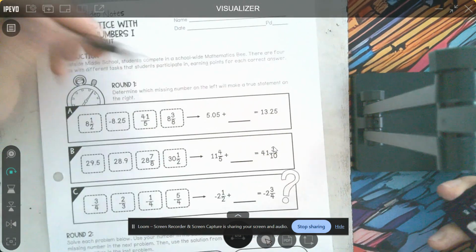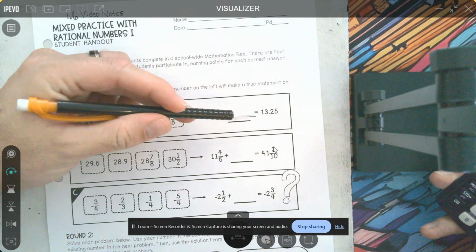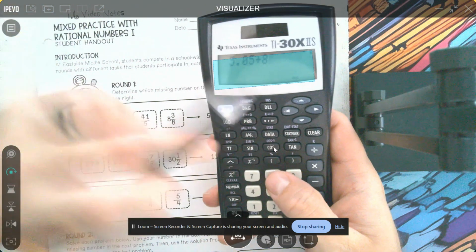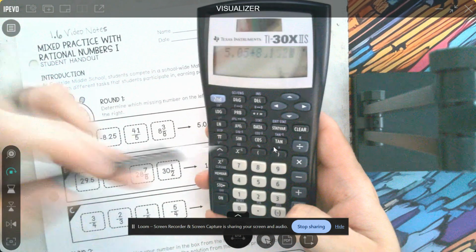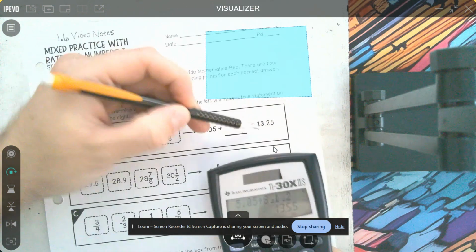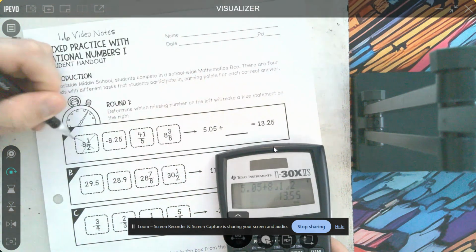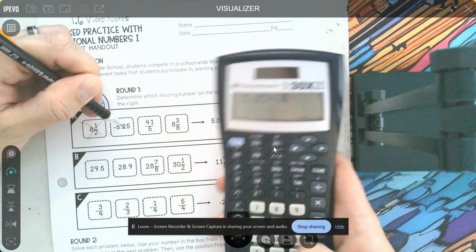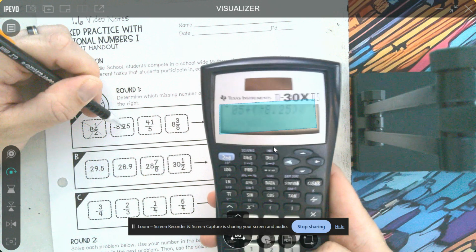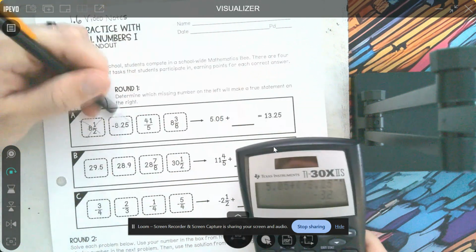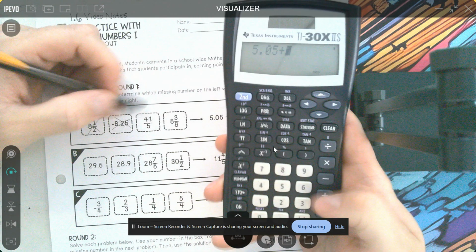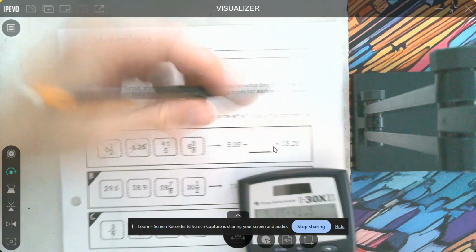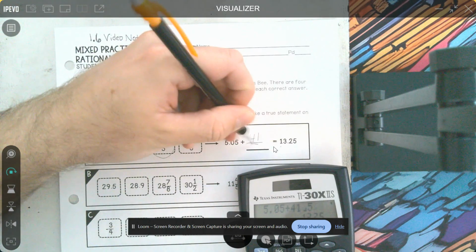You kind of think in mental math here. If I add a positive to a positive, I'm going to get a positive answer, right? So let's check. 5.05 plus 8 1/2, and you get 13.55. Is 13.5 the answer? Nope, so it can't be that answer. Let's try the next one. 5.05 plus a negative 8.25, you get negative 3.2. That's not the answer. 5.05 plus 41 fifths, and you get 13.25. That's my answer. 41 over 5 is my answer.